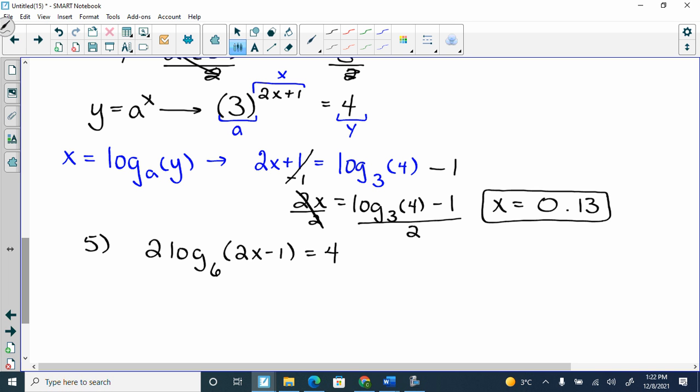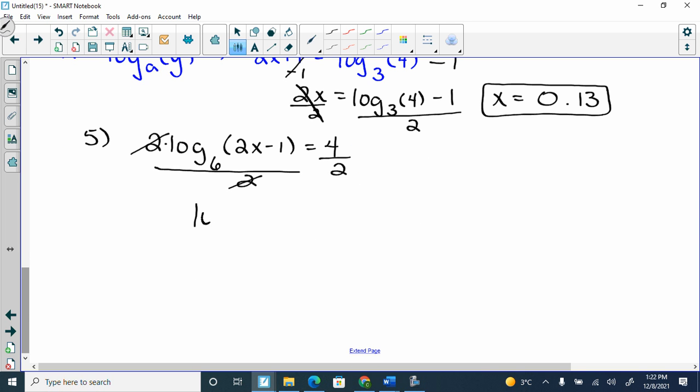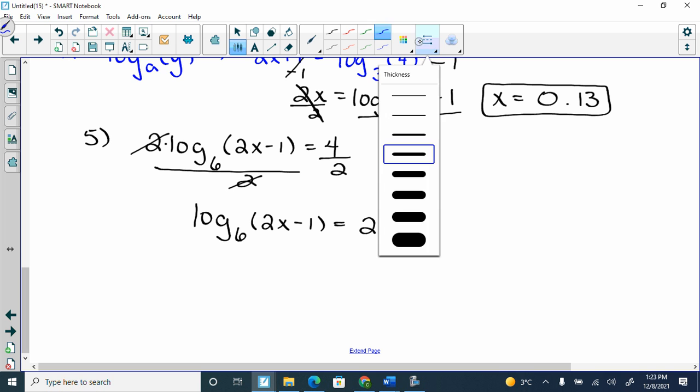Okay? When it's beside the log, it's a lot easier, just so you know. When it's in the base, you have to do like a root to get the x by itself. So the first thing I have to do here is divide by the 2. So I'm going to get log base 6 of 2x minus 1 equals 2. I have to have only 3 pieces if I'm going to convert. Now I need to convert to exponential. This one has the word log in it, so I'm going to write the log form beside it.